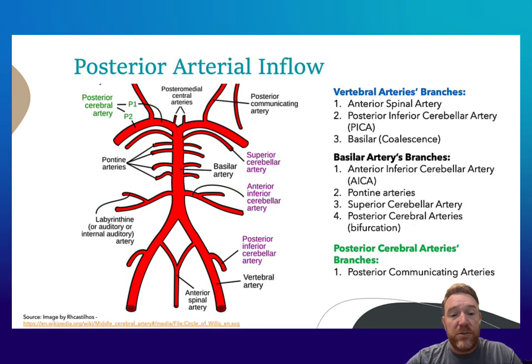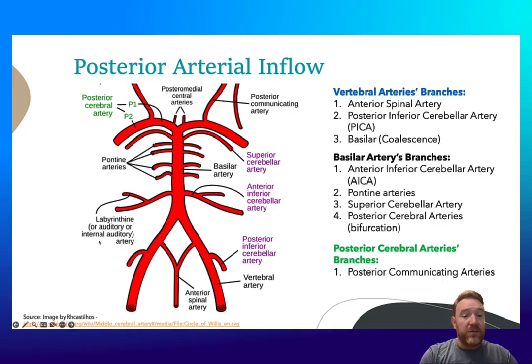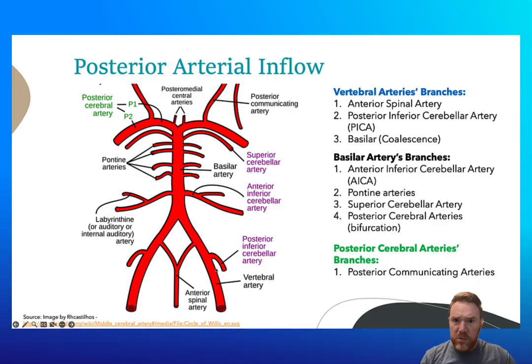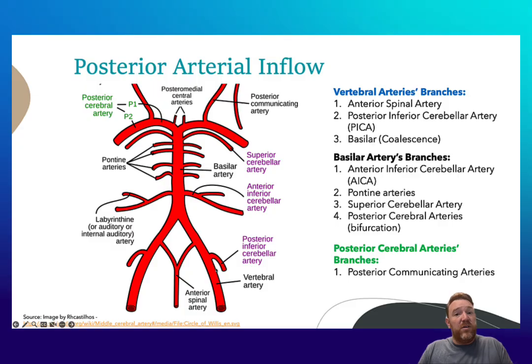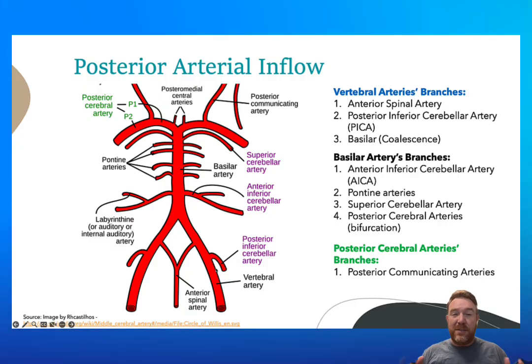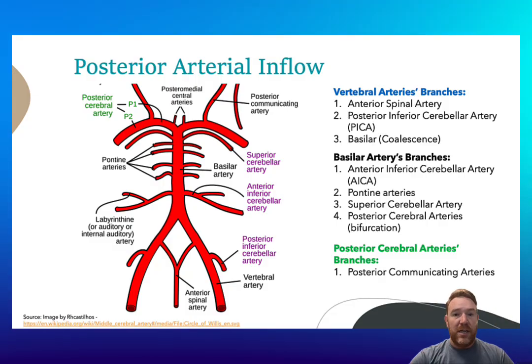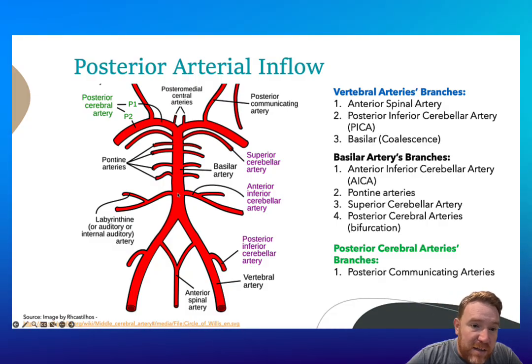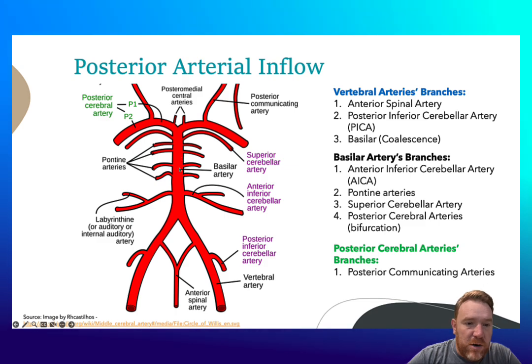So when we look at the posterior aspect, we have our 2 vertebral arteries right here. Now the vertebral arteries come up through the vertebra, the transverse foramen specifically, and as it comes up, it's going to take 2 90-degree turns up into the foramen magnum, and then it's going to come together to form this big basilar artery. All right.